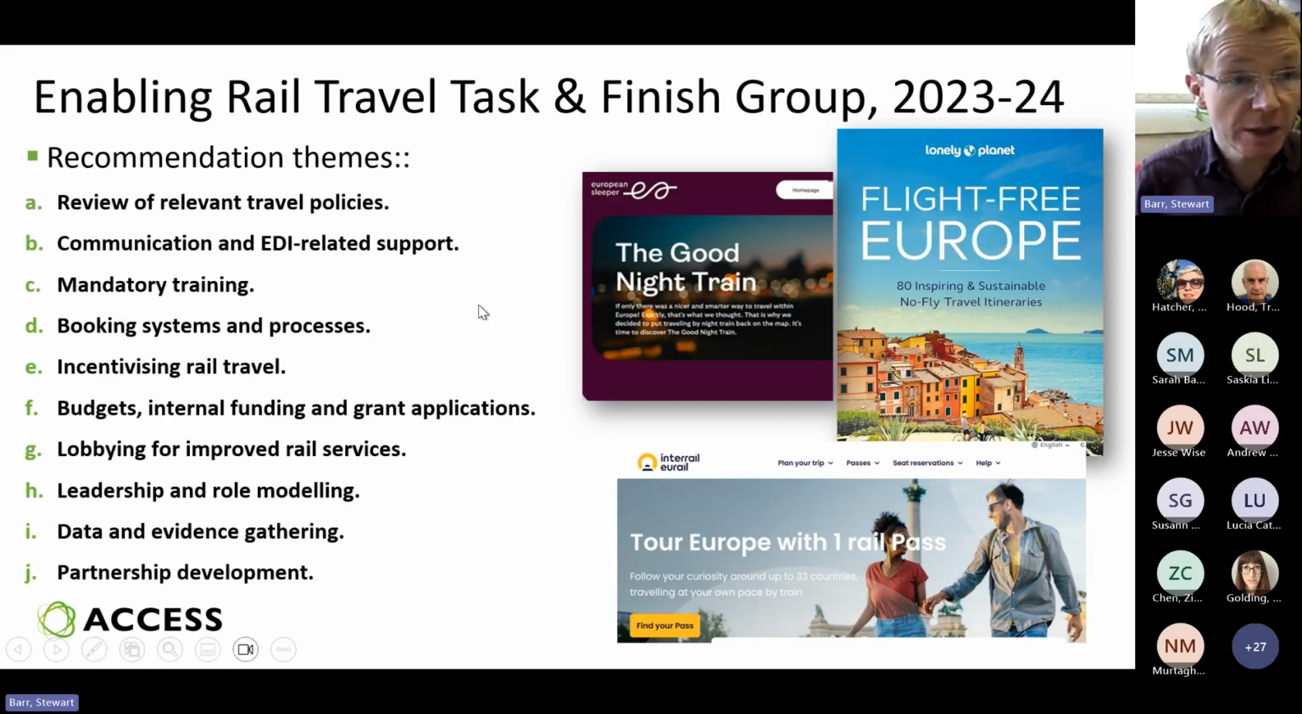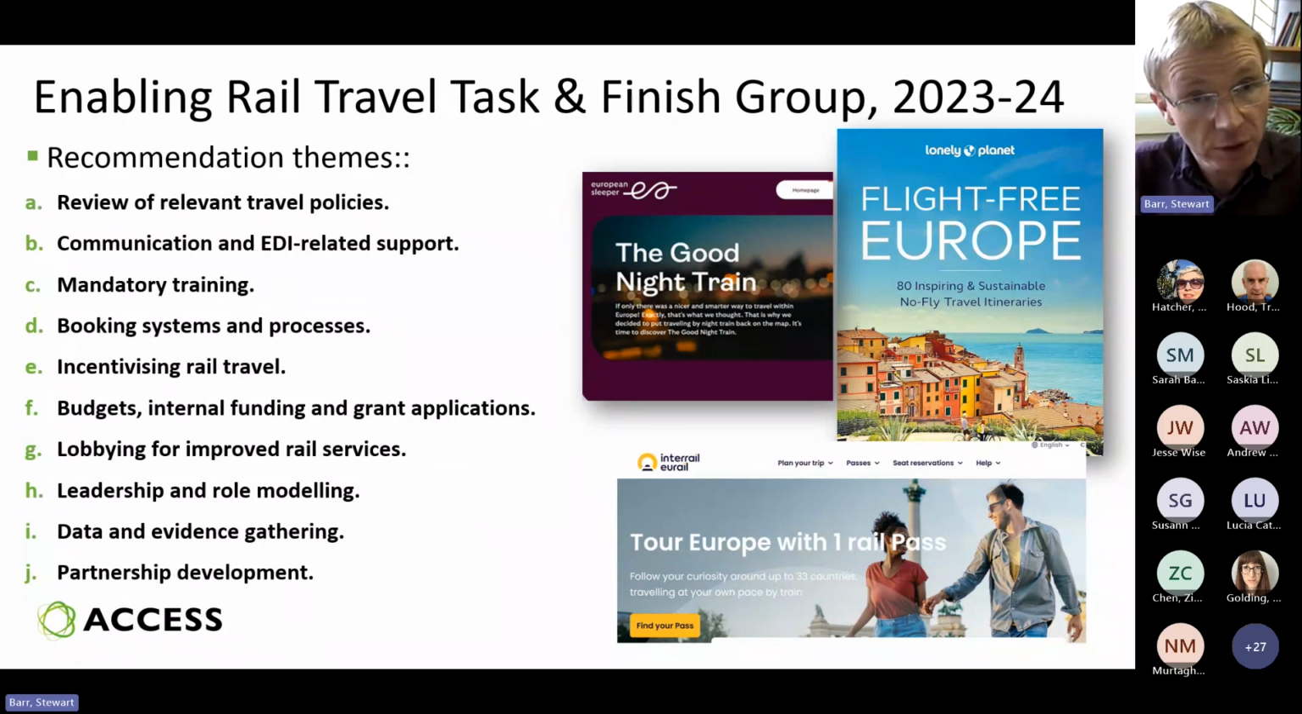So, very quickly, some recommendation themes. Again, I won't talk through these in detail because I think they should make sense to people on the call today. But we identified a really broad range of issues that we needed to pick up, and each of these were associated with very specific recommendations for different groups and individuals in the university to promote rail travel. Certainly EDI related support was absolutely crucial for us, as well as changing those incentives and building into the finance of the university a recognition that sometimes travelling in a lower carbon way is going to cost more, and you have to build that into all of your internal grants and the costing of external grant applications and so on.